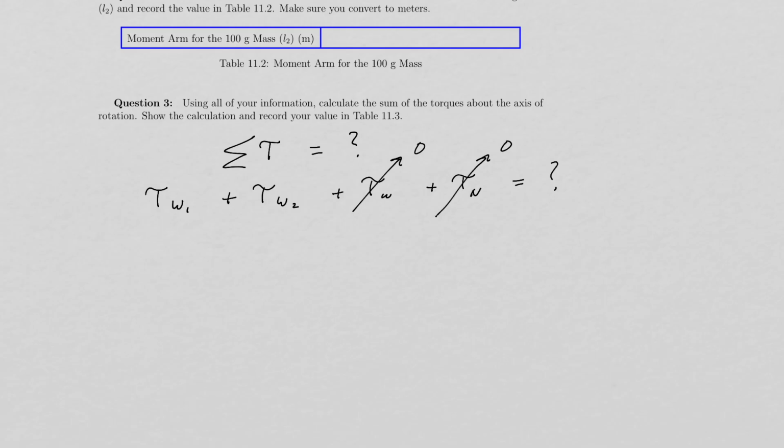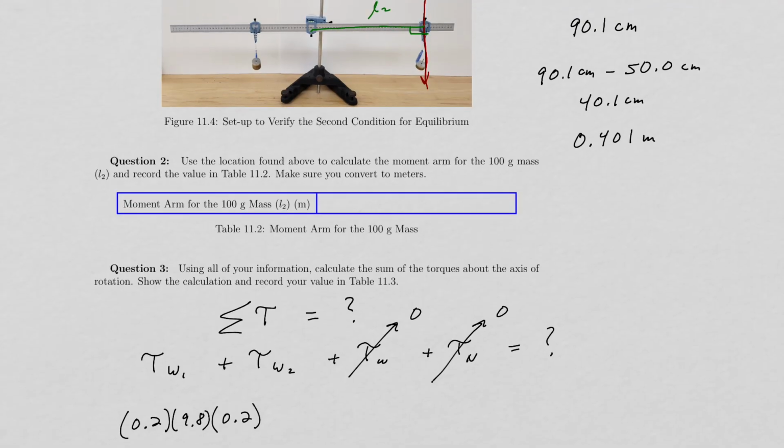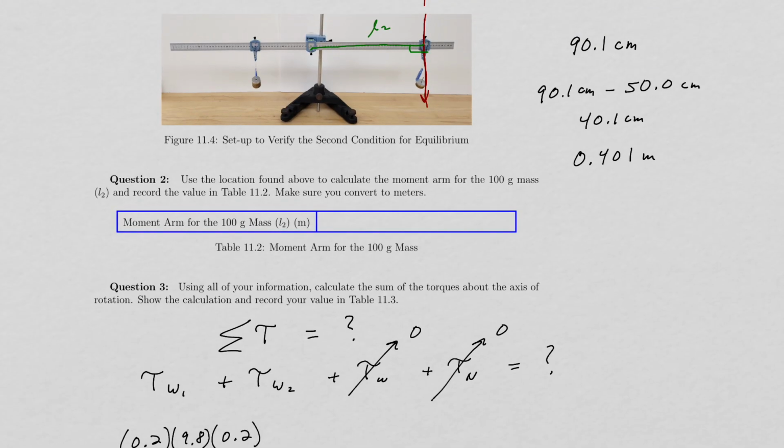Okay? So the torque due to weight 1 is basically going to be weight 1, which, remember, the mass is 0.2 kilograms times 9.8. That would be the weight. The moment arm, the perpendicular distance, was 0.2 meters away. And that was a positive torque because, if I go back to the picture here, if this were the only force acting, pulling down, how would it rotate the meter stick? It would rotate it counterclockwise, right? Remember, counterclockwise is positive.